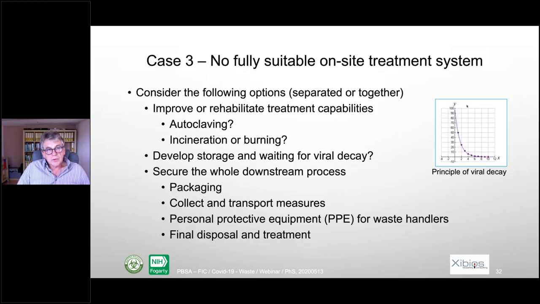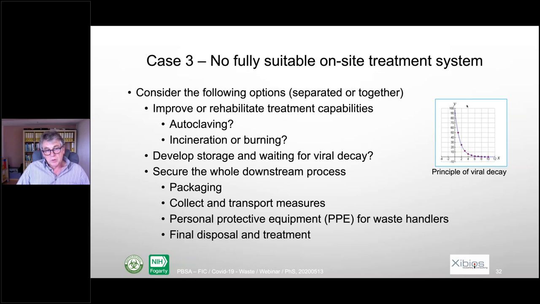Then in the third situation, there is no suitable on-site treatment system. And then you need to consider a number of options. And of course, I don't know your facilities, I don't know your institution. So that's where we need to think in some way about a specific situation.